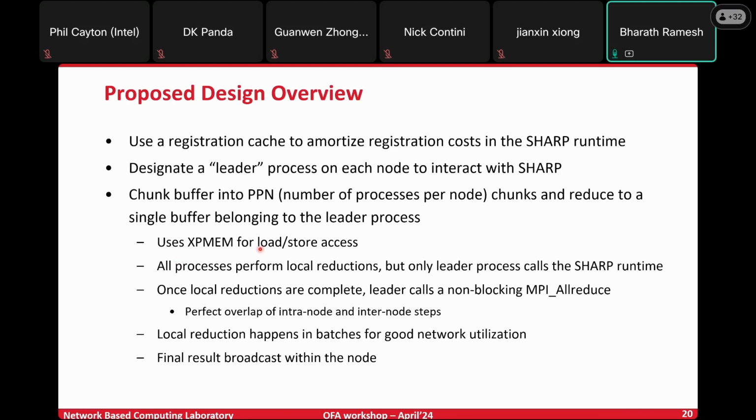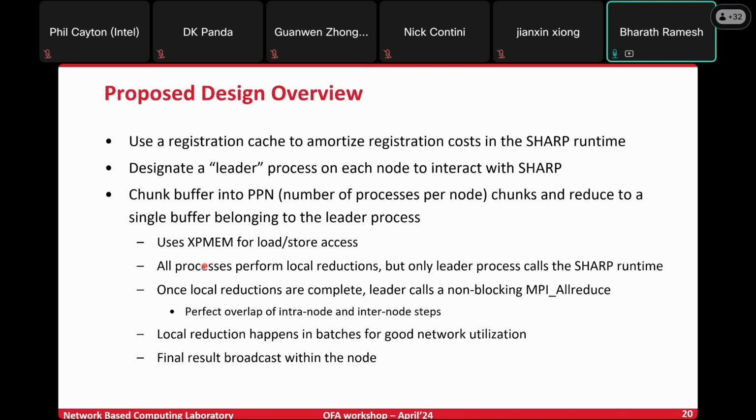So for this, we use XPMEM for load store access. It could be argued that you could do a direct mem copy to shared memory and then do the reduction. But the big advantage of XPMEM is that with direct load store accesses, you have a fine-grained pipeline established between the memory operations and the reduction, and that gives benefits.